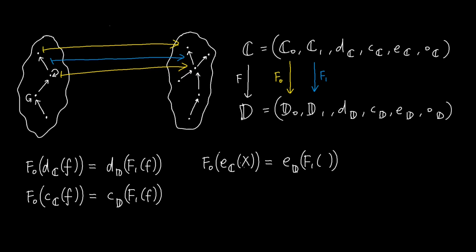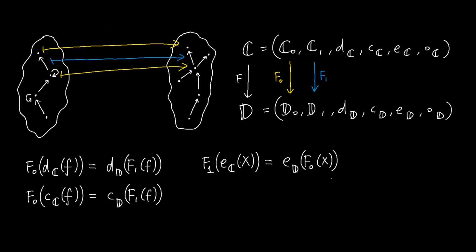So if I take an object X and I apply to it the E function, which turns this object into the identity morphism of the object X, and then I map that morphism by, this time it will be F1, right? Then that should be the same as first mapping the object by F0, and then considering the identity morphism at that object.